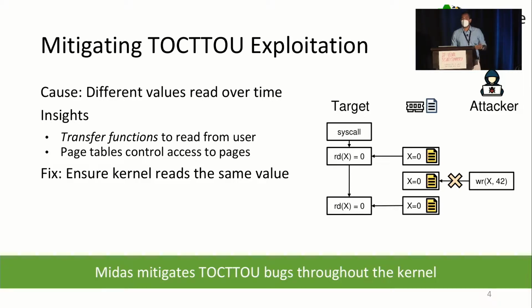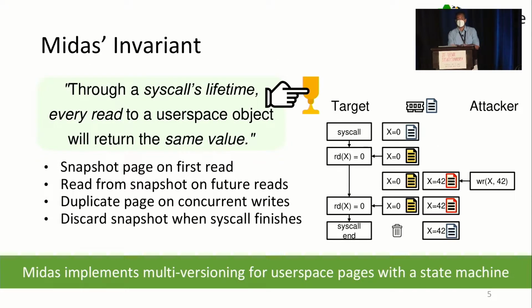For this, we have two insights. We use existing parts of the Linux kernel. We do not have to rewire the entire Linux kernel. First, the Linux kernel uses transfer functions to read from user space data because of a protection known as supervisor mode access protection. Second, we leverage page tables, which allow us to temporarily protect pages as read-only. So Midas enforces a very strong invariant that throughout a syscall's lifetime, that is from the time a syscall starts until it ends, every read to one user space object will return the same value, thus honoring an inherent assumption.